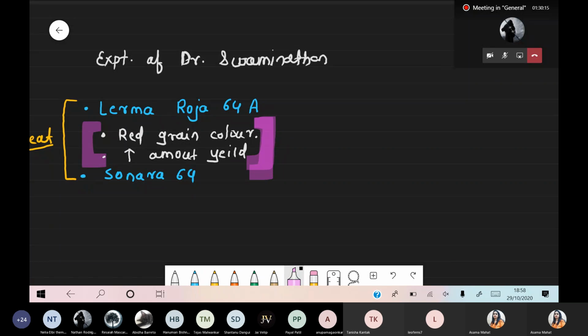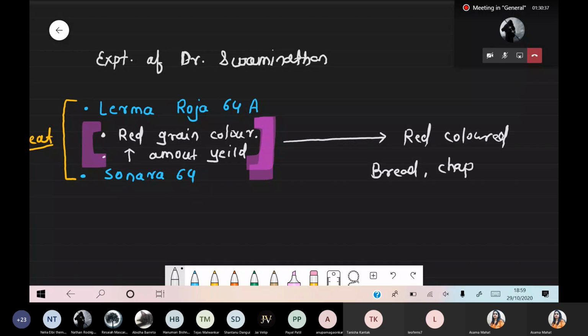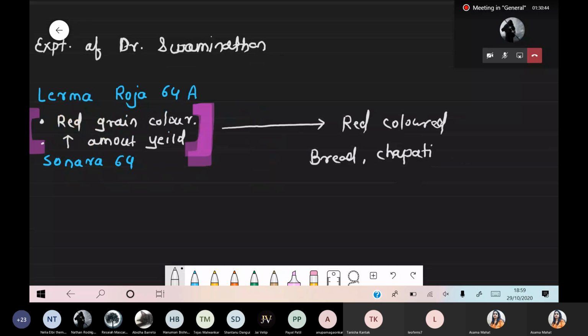But now what happened? Due to the red color of the bread or chapatis, Indian people rejected such varieties. So जब कभी भी इसका हुआ condition is what happened, they produce the red color chapati, the red color bread, and because of that red color, such a crop is rejected by the Indian peoples.